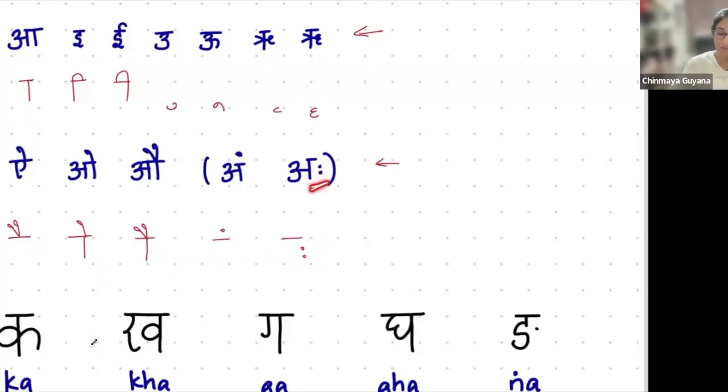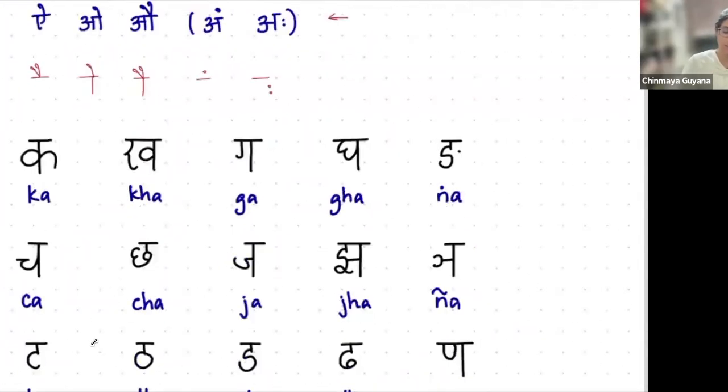The visarga is not pronounced aha everywhere. Like if you see a word guru with a visarga, it's not guru ha, it's guru hu, because the visarga echoes the last vowel sound that is made in the word. So it's aha, uhu, ihi, like that, right? It echoes the last sound that is made in the vowel.